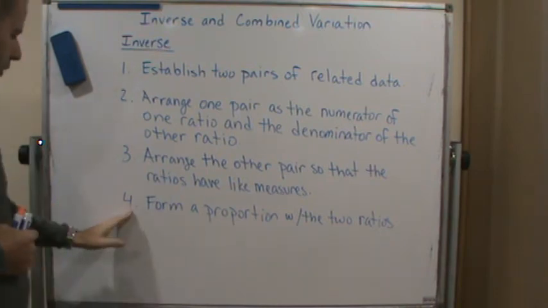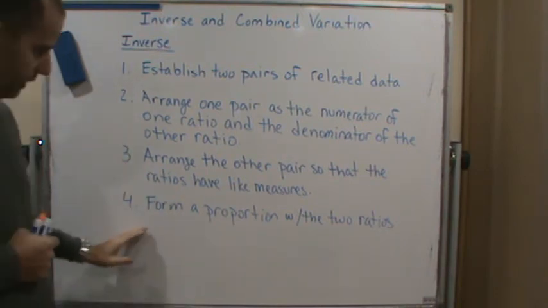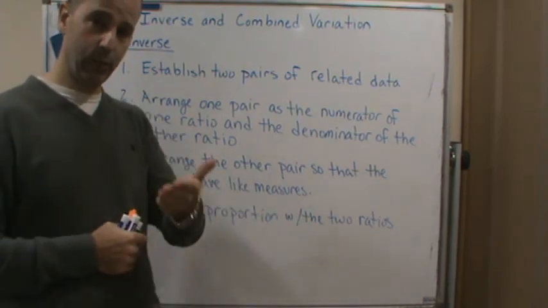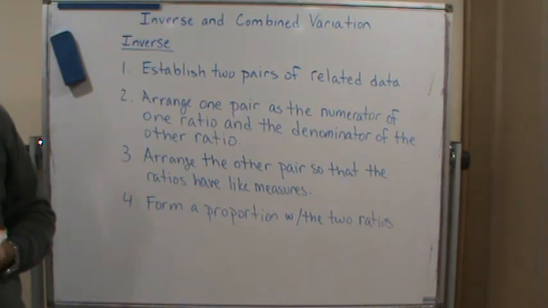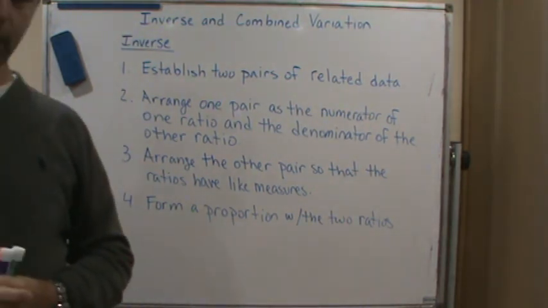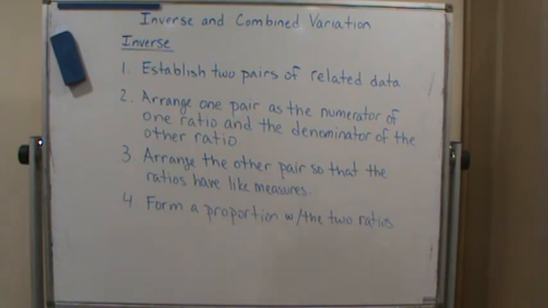And then once we have those two ratios, we just set up the proportion and use what we know to solve proportions, the cross multiplication, and solve for the unknown that's in there. Okay, so we're going to do some examples so this all makes more sense.